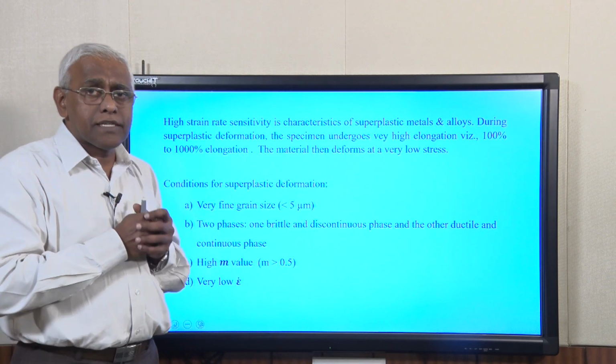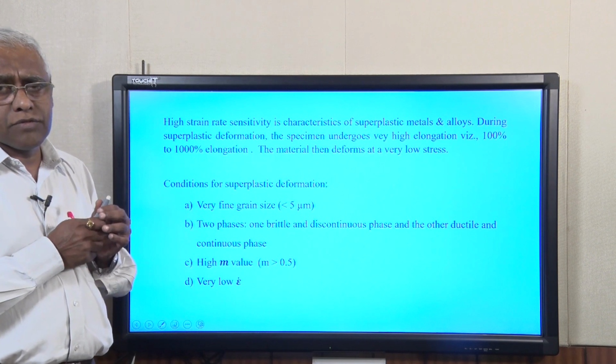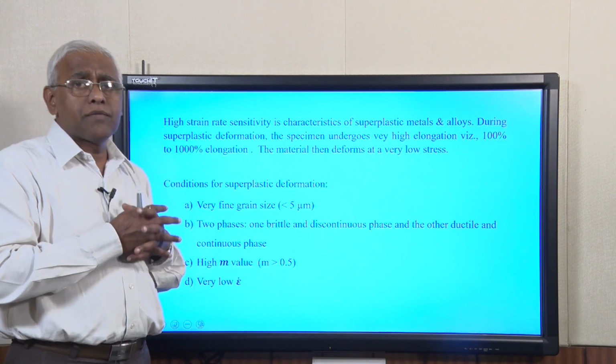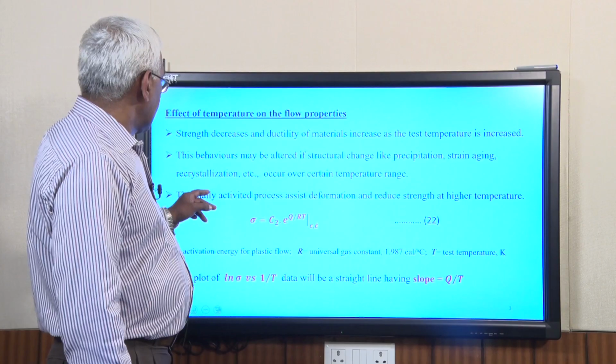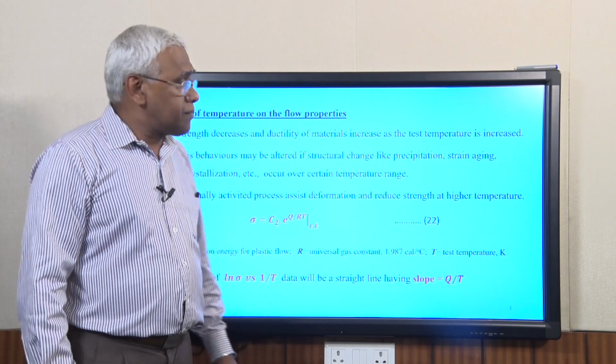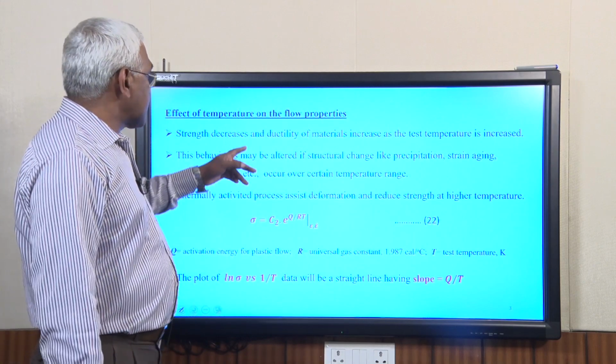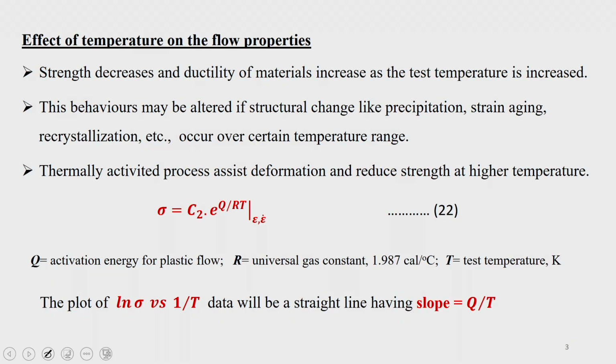Even ceramic materials can be deformed this way, not all, but certain ceramic materials can also be subjected to superplastic deformation. If you look at the effect of temperature on flow properties, the strength decreases and the ductility of the material increases as the test temperature is increased. This is under normal conditions; this behavior may be altered if structural changes are taking place.